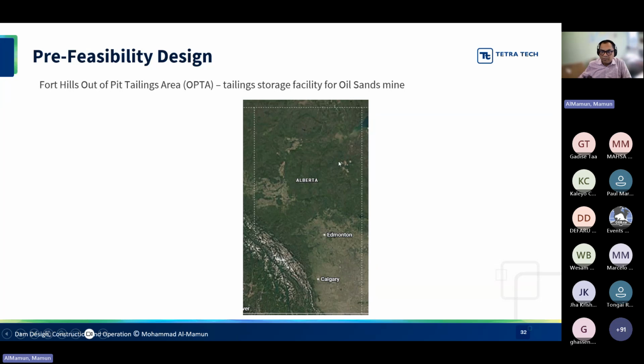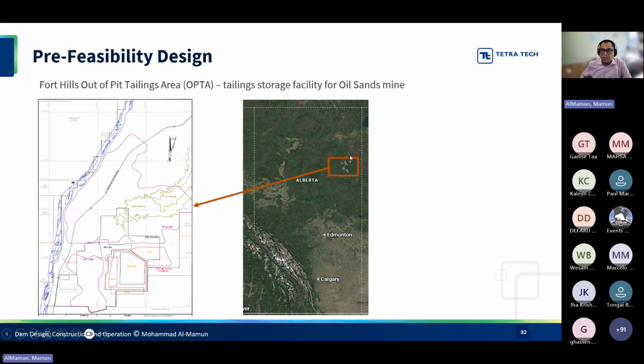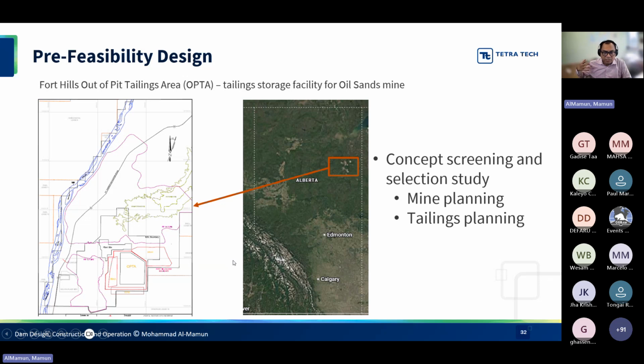If you look at the Alberta map, in this northern area near Fort McMurray, Alberta, we have a large oil sands mining industry. So one of the things that they need is to build a tailings facility, which we call the tailings deposition area. This particular facility is called an out of pit tailings area. At this stage, they provided us the mine plan and tailings plan, and they looked at the high level project complexity, project dynamics and project economics and all these things.